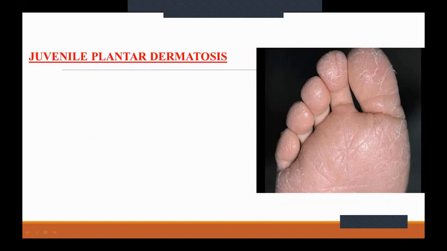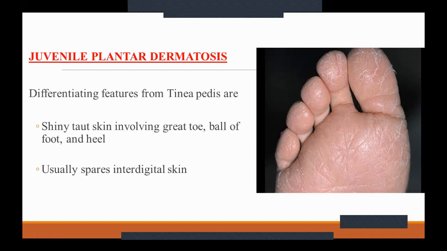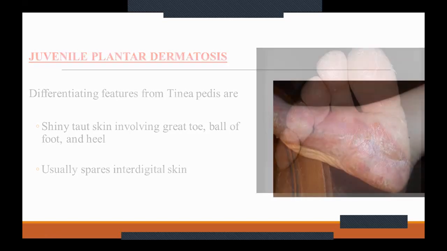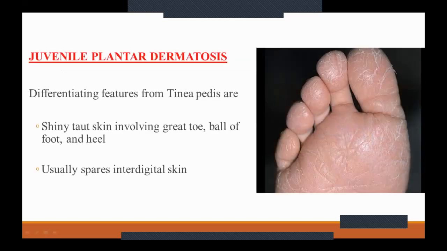So this is also a very common rash. It is commonly seen in smaller children or younger children, and it presents with asymptomatic scaling over the front part of the foot, like involving the great toe, other toes, and the ball of the toe, or the front part of the sole is involved, and it is seasonal. They subside by themselves within a short span of time. And the interdigital spaces are not involved in juvenile plantar dermatitis.